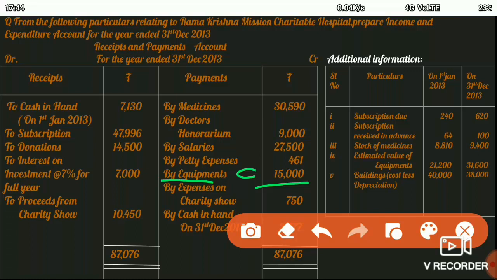But then if there is any depreciation on equipments, we need to take it into our account. We can see that there is a depreciation which can be calculated from this sum, because they have given us the estimated value of equipment's opening, as well as the closing. We also have the purchases made during the year, that is 15,000, from our receipts and payments account. So we will calculate the depreciation on equipments, and that will come on the expenditure side of our income and expenditure account.